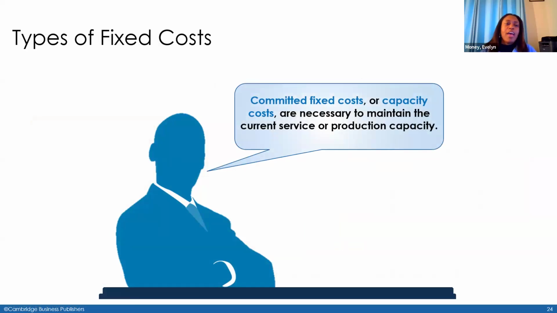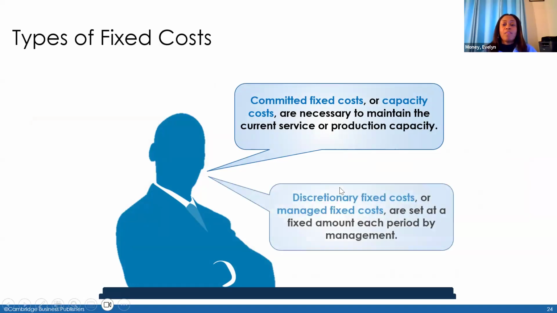Now, with fixed costs, we could have different types of fixed costs. There are some committed fixed costs, which means regardless of what's happening, I'm going to have it there, whether I'm operating at full capacity or below capacity, 80% of capacity, and then I have to maintain those costs to maintain my current level of service.